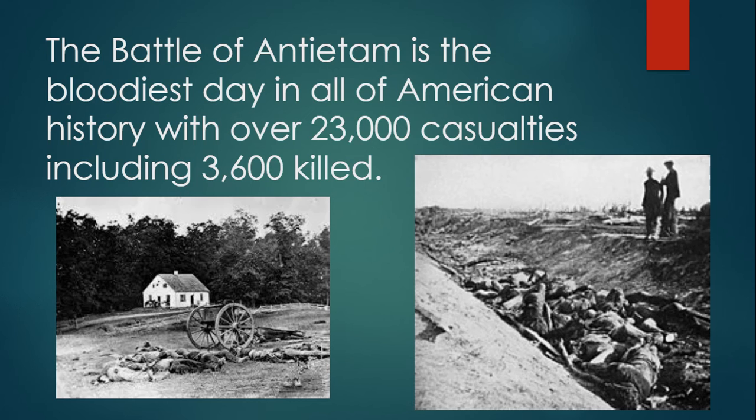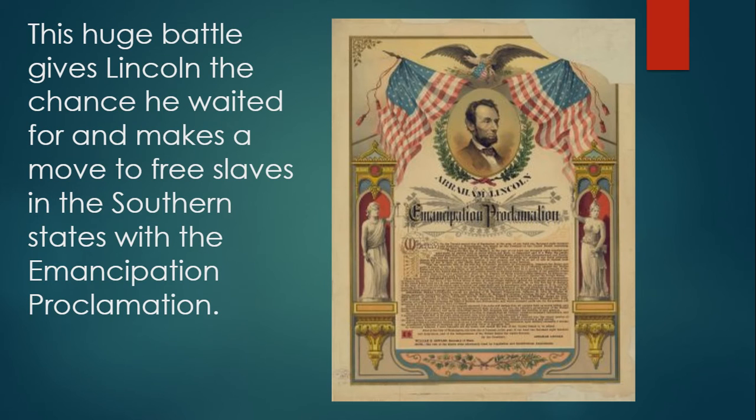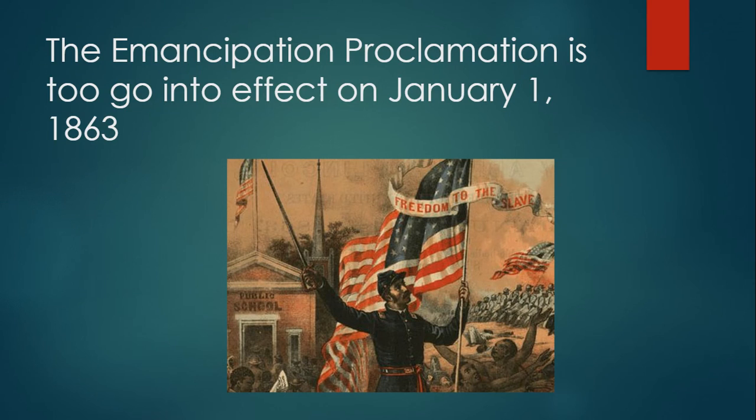This battle is going to give Lincoln the chance he wants, and he issues the Emancipation Proclamation, emancipating the slaves, 3 weeks later in October. It's not going to take effect until January 1863, and if they can't win the war, it may not happen at all. So that's where we're going to stop for today.